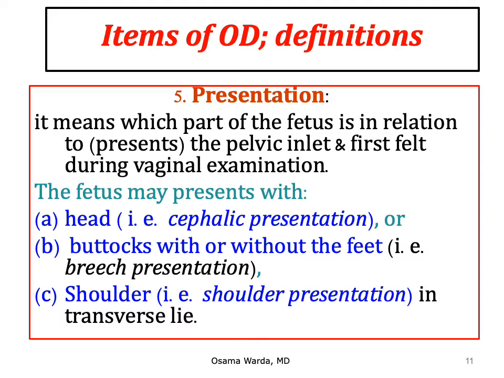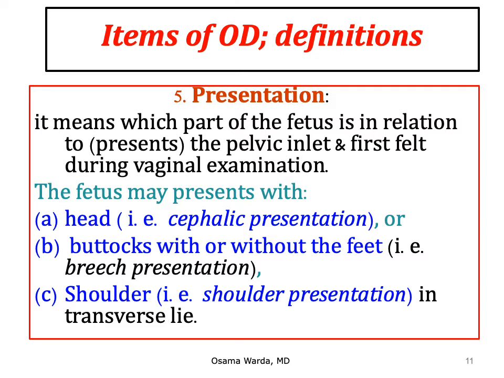Let's say the fetal head is fully flexed, or fully extended, or midway between extension and flexion. This differs according to the attitude. So, when the fetal head is fully flexed, the fetal head part that presents is the vertex.